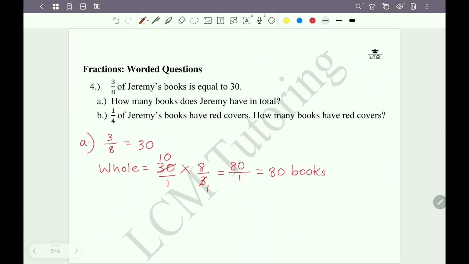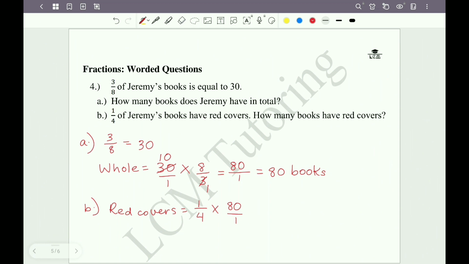Now for part B, very similar to question 3 that we just did, 1/4 of Jeremy's books have red covers, and they ask how many books have red covers. So they gave us a fraction with red covers, and they ask us for the number with red covers. So the number of books with red covers would be equal to 1/4 of Jeremy's total number of books. So 1/4 of 80, and of, as we had mentioned before, means to multiply.